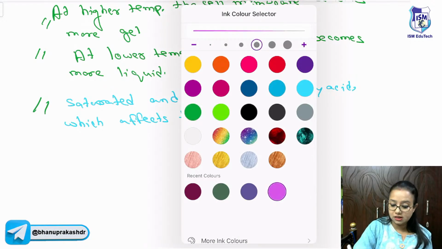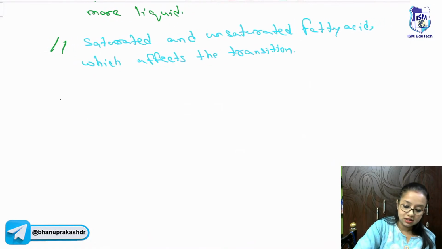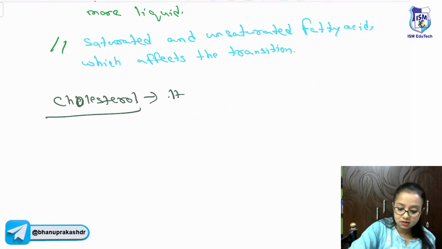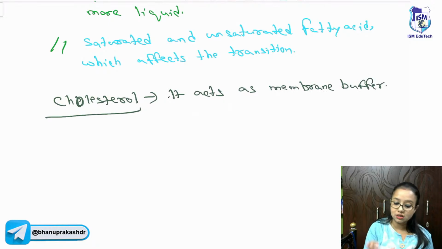The other component of the cell which is affecting this one or maintaining the fluidity or the gel-like state is cholesterol. So cholesterol acts as a membrane buffer. It is the cholesterol which is placed between the lipid bilayer, interspersed between the lipid bilayer, acting as the membrane buffer and maintaining the gel or the liquid-like configuration of the cell membrane.